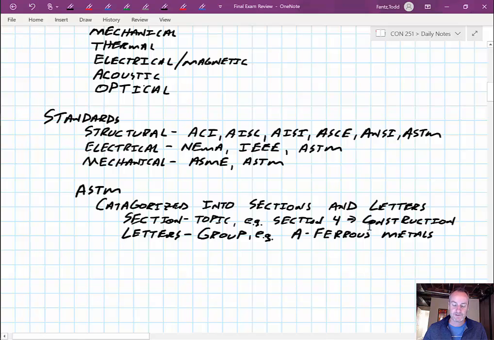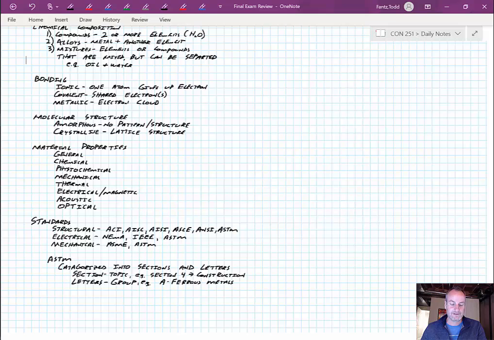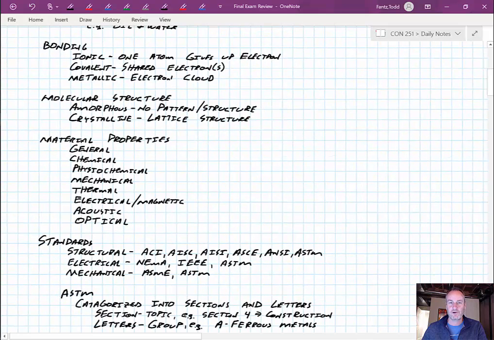The most important one for us was section 4, the construction section. But there were, I don't know, 13, 15 different sections. There are also letters, which are groups within the section. For example, if we had A, that means ferrous metals. I think B is non-ferrous metals. But regardless, the idea is that ASTM is categorized into sections and letters, right? That was a lot of information, and you could get really technical on all that. Don't expect the final to get too detailed, right? This is more of an overview type of thing.